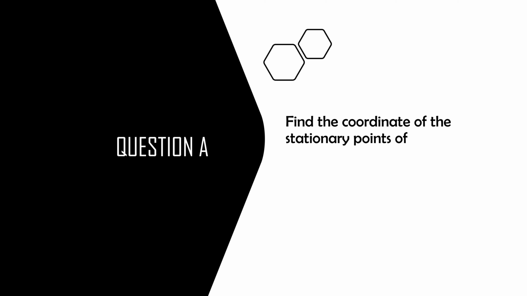Okay, now it's me again guys, DUVENTHIREN. Now I'm going to solve question 8. Now let's get into the question. The question is, find the coordinates of the stationary points of y equals x squared minus 2x plus 3. Now let's solve it.